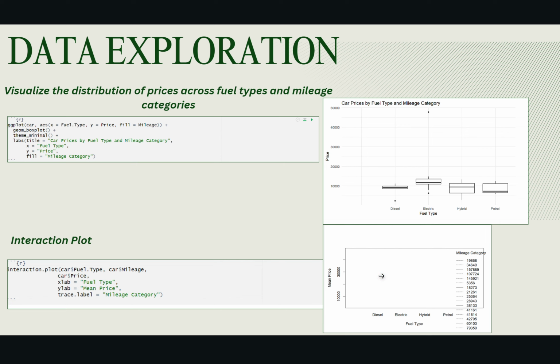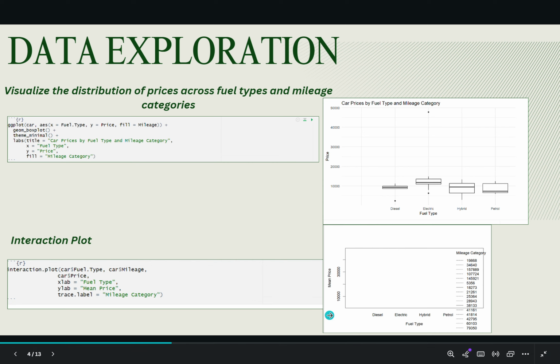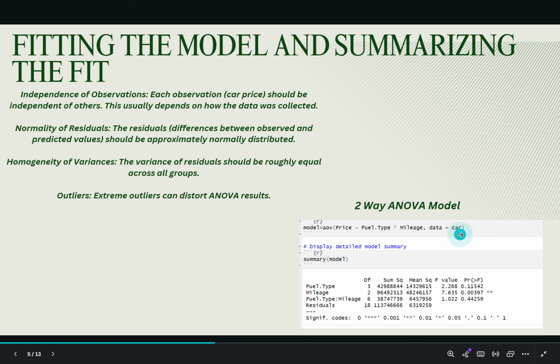Next, I also wanted to visualize the distribution of prices across fuel types and mileage categories. So here's my code. I carried out a ggplot for this. And here are the car prices by fuel type and mileage category. As you can see, it was evident that the electric fuel type was a bit higher than the other three, but the hybrid fuel type and the petrol fuel type had around the same range as well. And then next, I also did an interaction plot using this code, and this just came into terms with the fuel type and the mean price.